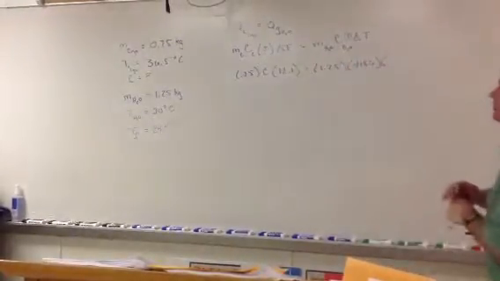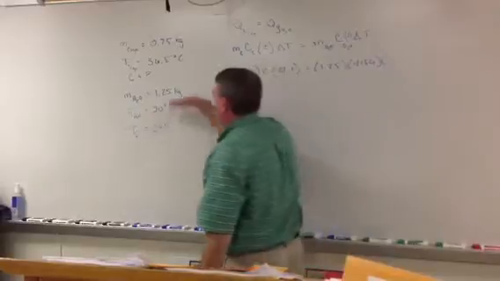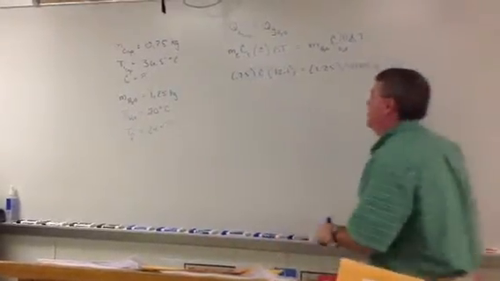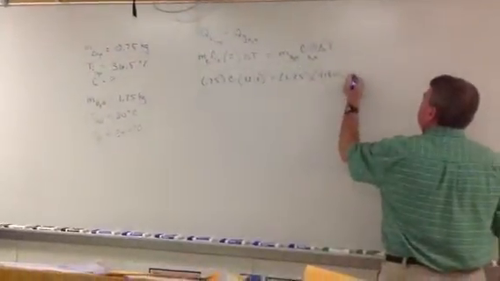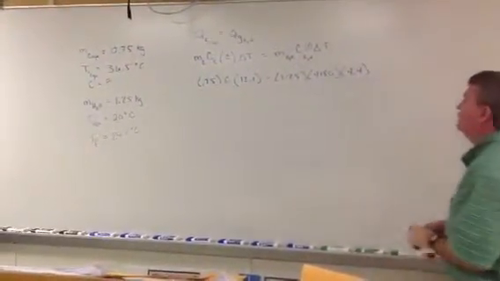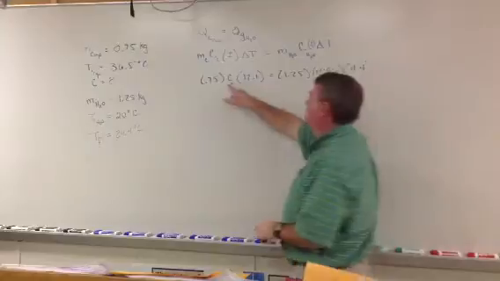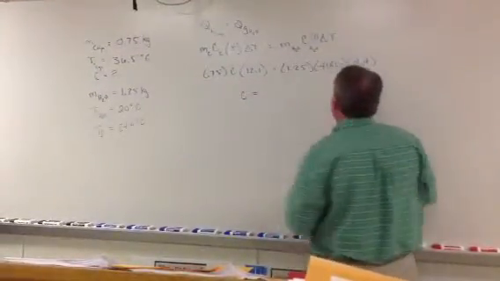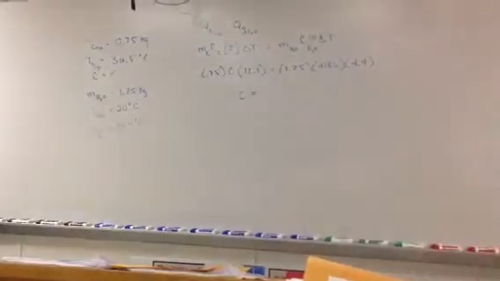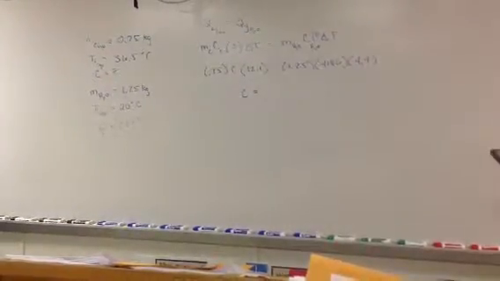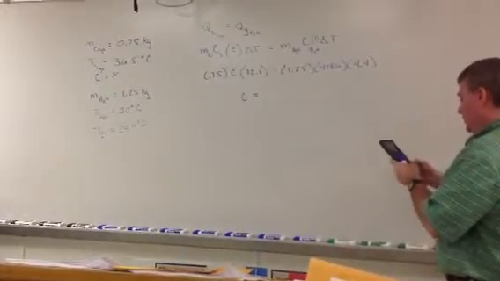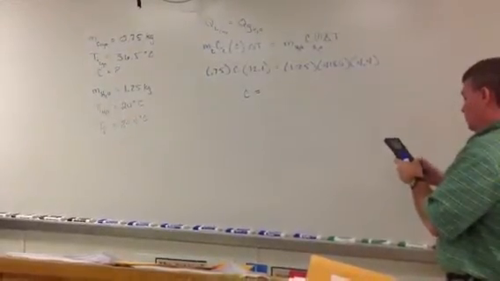The change in temperature of the water goes from 20 to 24.4. So it's going up. It's increasing in temperature. It's going to gain 4.4 degrees. That's the change. And we just have to solve for C. So specific heat capacity C is going to be equal to these three numbers multiplied together. And that's going to be 1.25 times 4186 times 4.4.